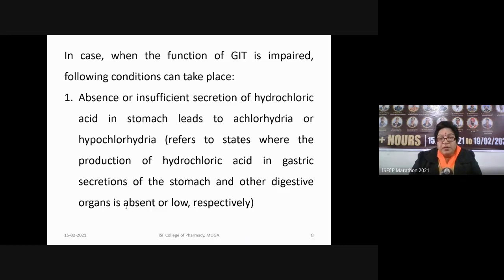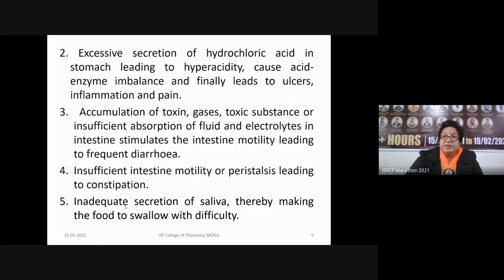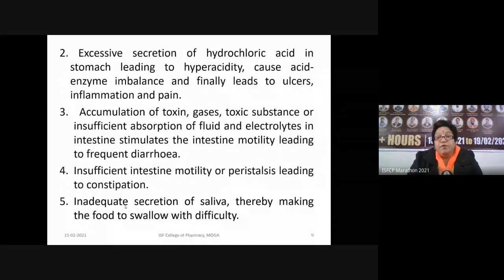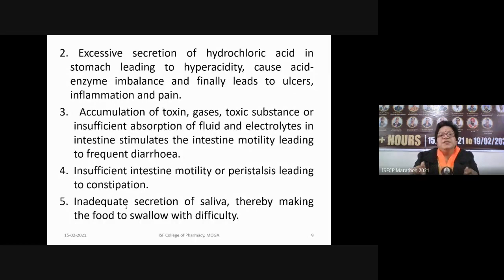The production of hydrochloric acid in gastric secretion of the stomach and other digestive organs is absent or low in case of achlorhydria or hypochlorhydria. The other thing is, if there is over secretion of hydrochloric acid, then what will happen? All these things are when your GIT is not proper.